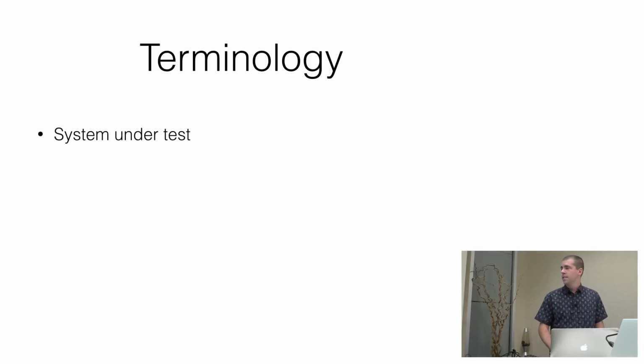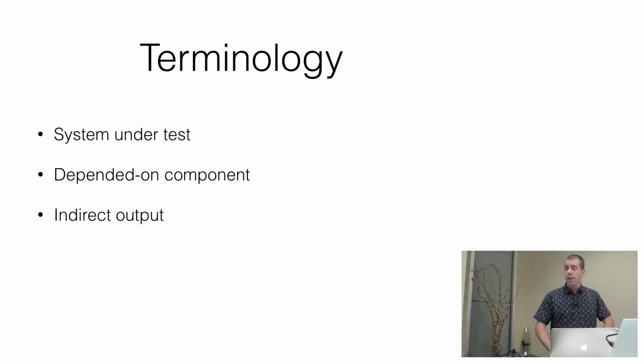So terminology. System under test is the thing you're testing. It can be a class or usually a method or even one part of a method. A dependent-on component is anything that your system under test relies on, usually an object, sometimes like an interface type, but it doesn't have to be. An indirect output is any information that goes out of your system under test that is not through its public API, if that makes sense. So if you provide a dependent-on component and that's like a callback, then the indirect output would be the callback being called, maybe with some extra data or maybe without.